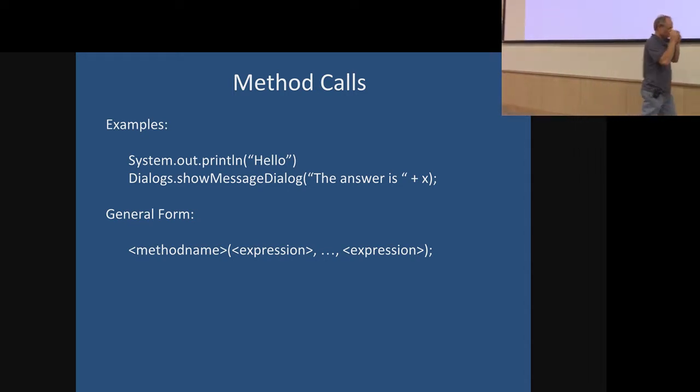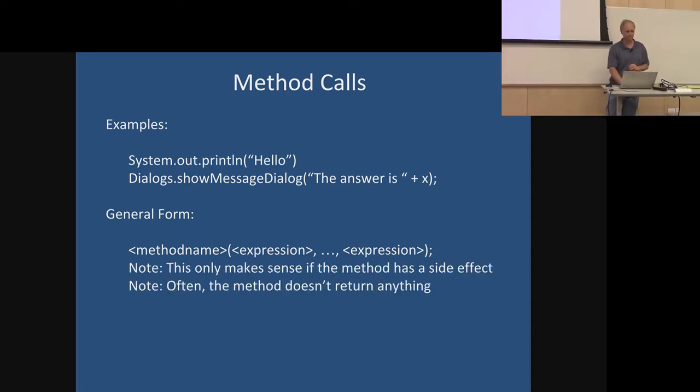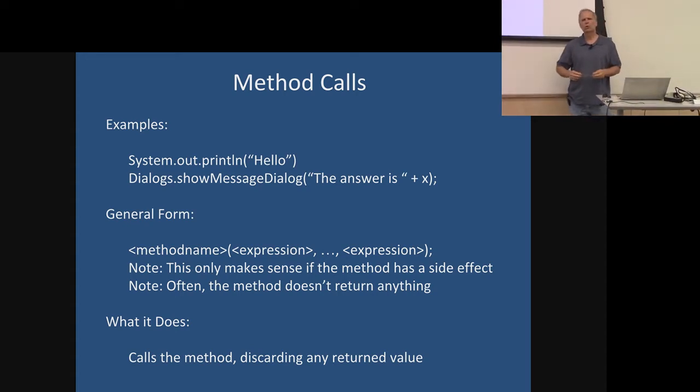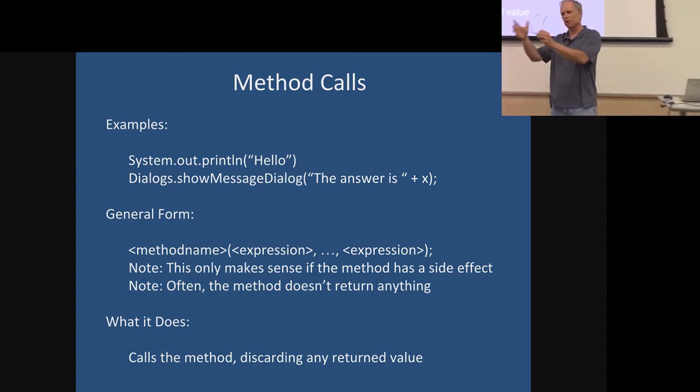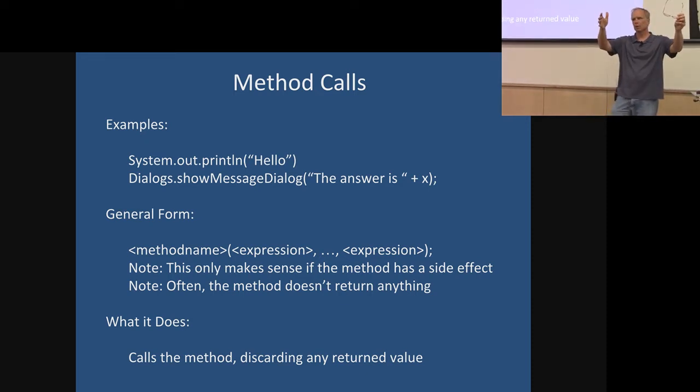Okay, so we're going to look at lots of examples of this today, because you also use method calls in expressions. There you care about the value. When you use a method call as a statement, you just care about the side effect.